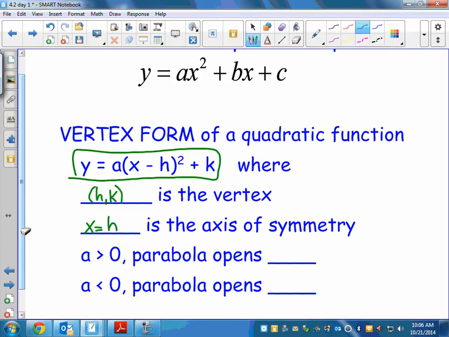And just like in standard form, a tells you whether the graph opens up or opens down. If a is positive, think about x squared. If it's positive, then your parabola opens up. But if a is negative, then it's going to flip your parabola over and it's going to open down. You can also use those rules of transformations when it's in vertex form, where this would move it up so many units, this would move it left or right, this would stretch or shrink it. But you can also just make an xy chart. So if it's in vertex form, it's great.